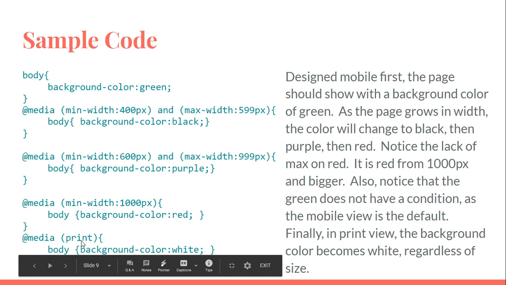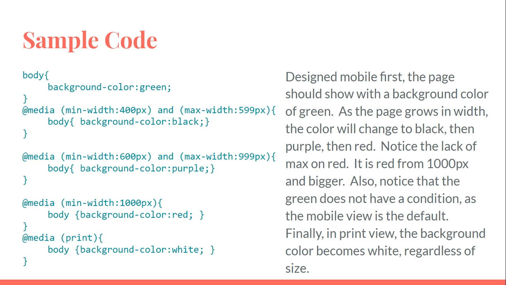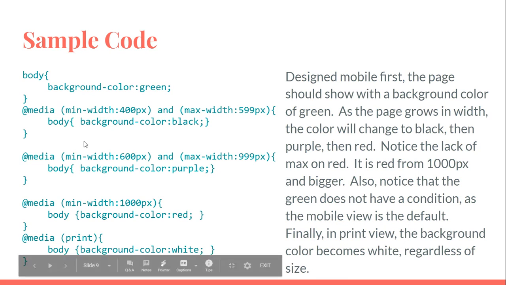I also then have an overriding version here that says media print, body background color white. Notice that I put that last because if I were to put it first and I had a print window that was 600 pixels, then that purple is going to override. So I leave this print to be the last media query that I write, so that it overrides any rules that were applied further up.